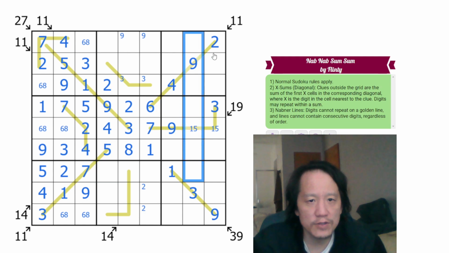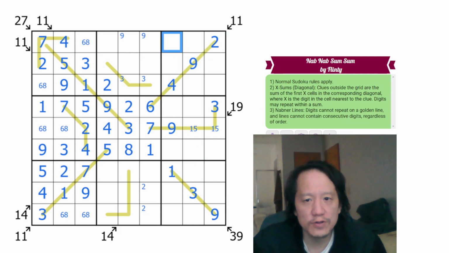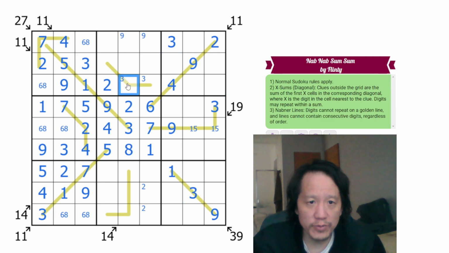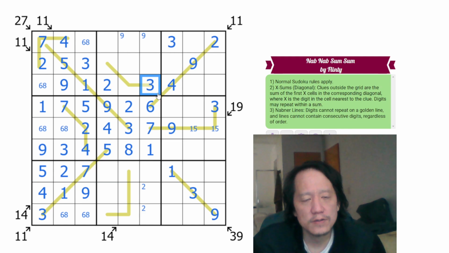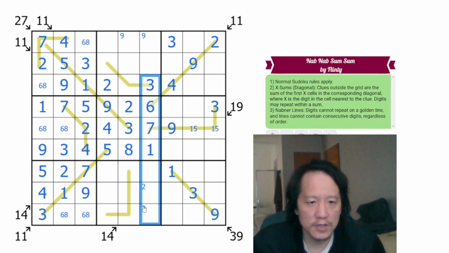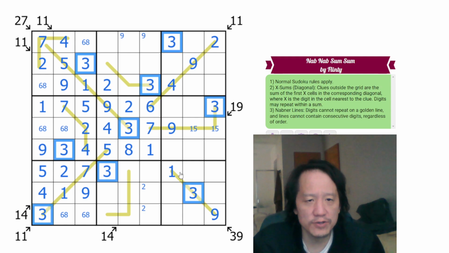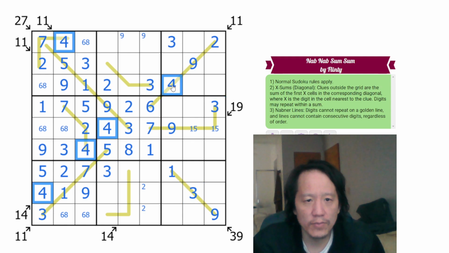This can't be 3, this can't be 3, this can't be 3, therefore this is the 3. This can't be 3, therefore this is the 3. This can't be 3, this can't be 3, these two can't be 3, therefore this is 3. And I think we have all the 3s now, right? Yep.